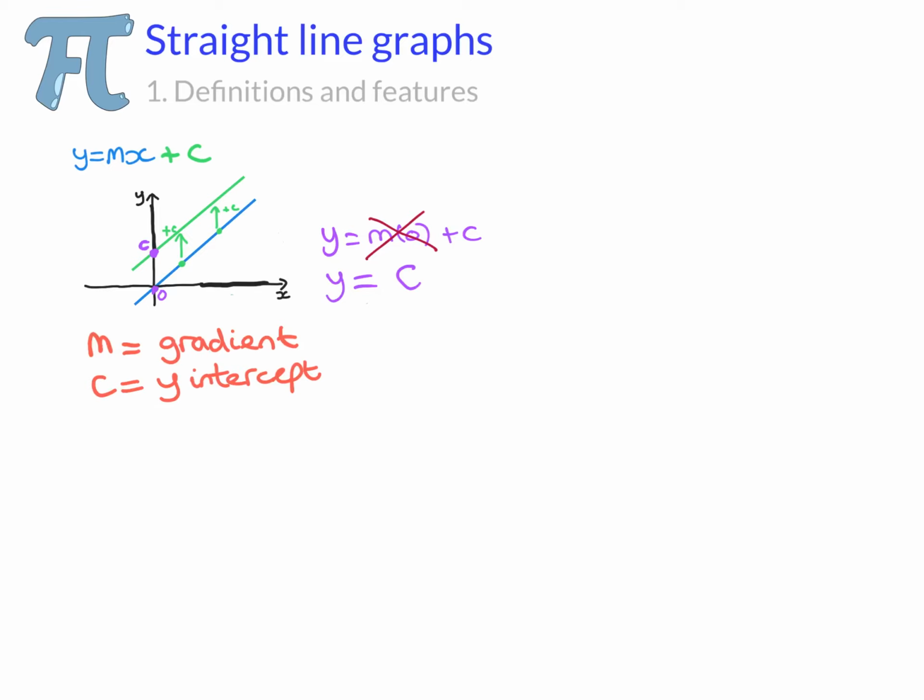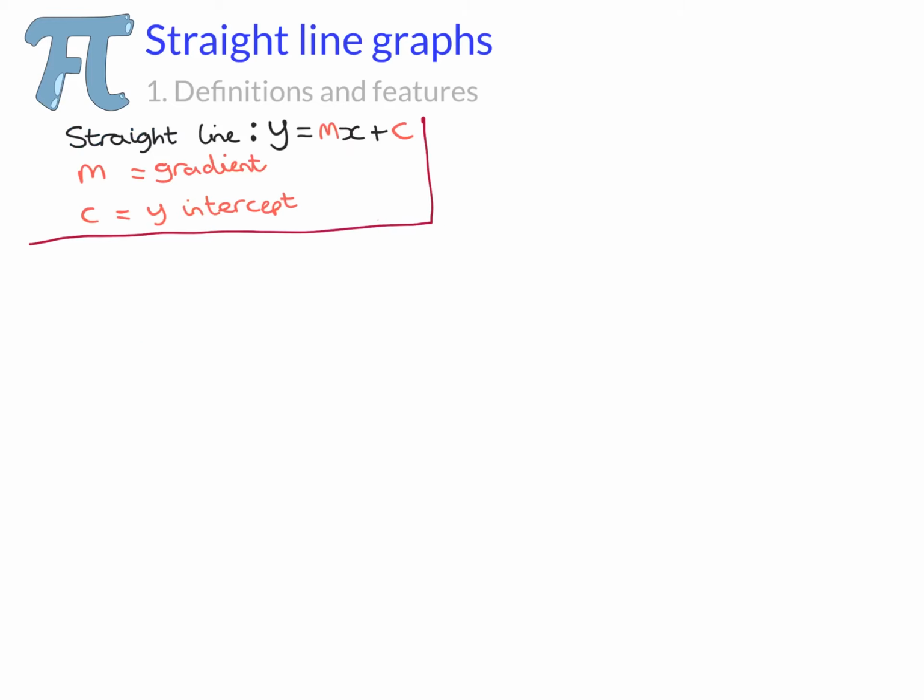So m tells us the gradient of the graph, how much y changes for every 1 that x changes, and c tells us the y-intercept, the y value when x is equal to 0. Clearly there are many straight lines we can draw, but we are often interested in when two lines are parallel or perpendicular. What does it mean for two lines to be parallel? It means that they must not ever cross each other, and the only way that this is possible is if they have the same gradient.